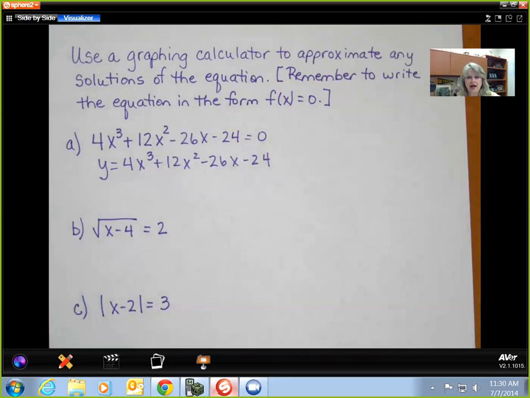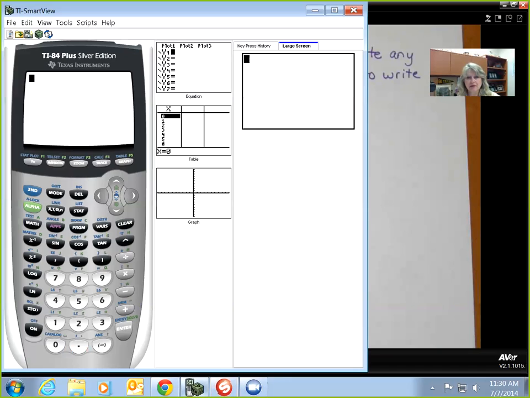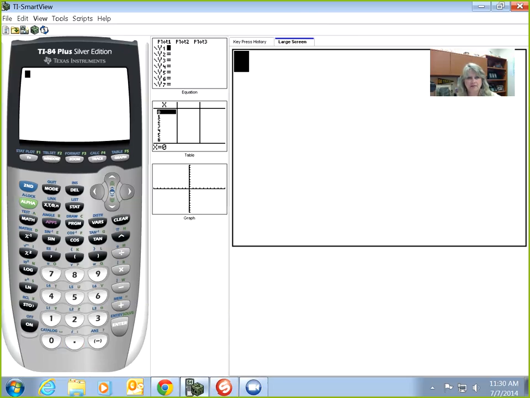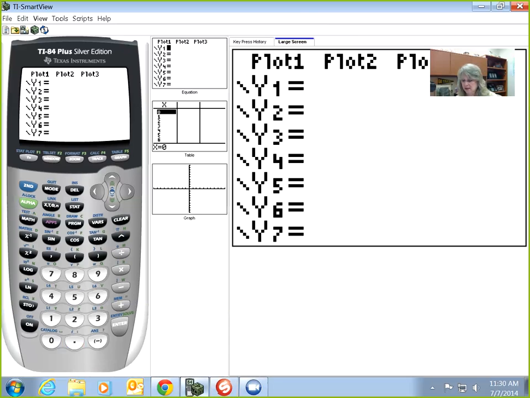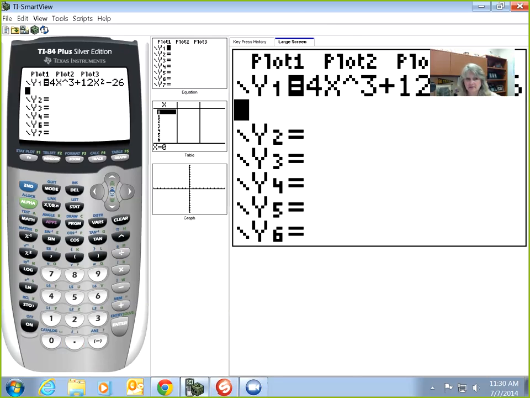All right, so let's get our calculator, and we're going to type that in. Okay, y equals, we have 4x to the third plus 12x squared minus 26x minus 24. Okay, let's take a look at that graph.